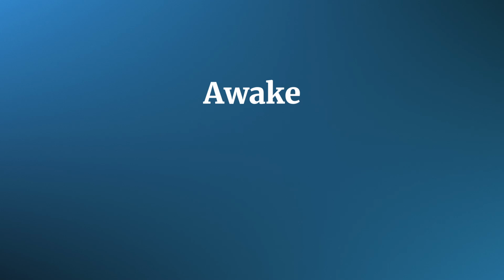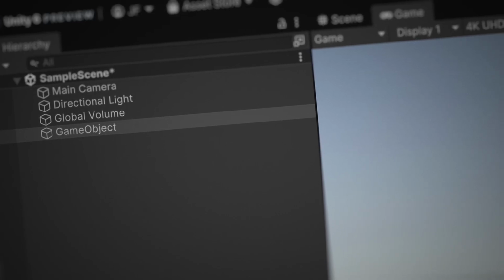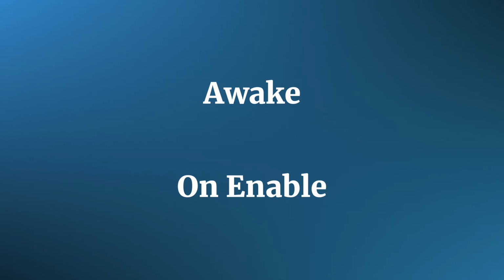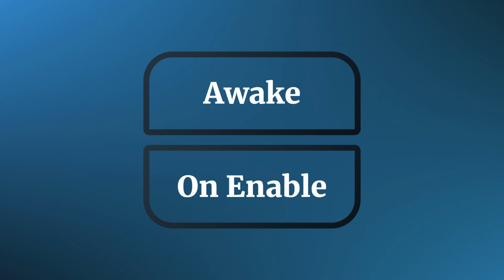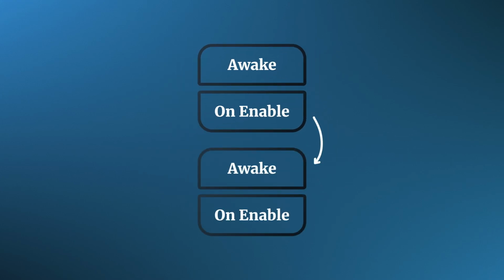But awake and onEnable work a little differently. For scene assets, meaning objects that exist and that are active inside the scene when it's loaded, awake and onEnable are called in order, just like any other event message. What's different is that they are called as a pair, with awake and then onEnable being called on a per script basis. This means that onEnable on one script will be called before awake is on another.